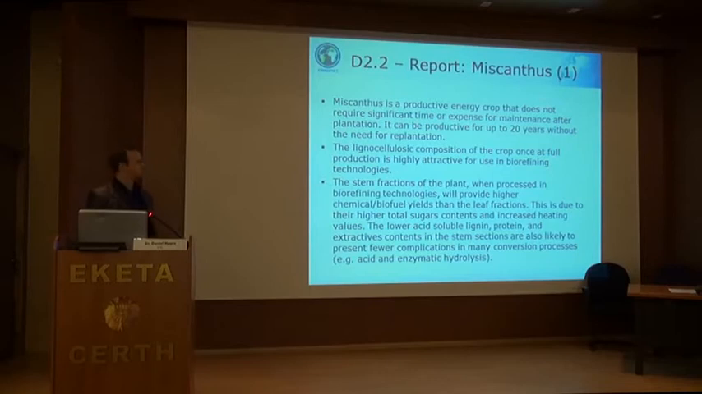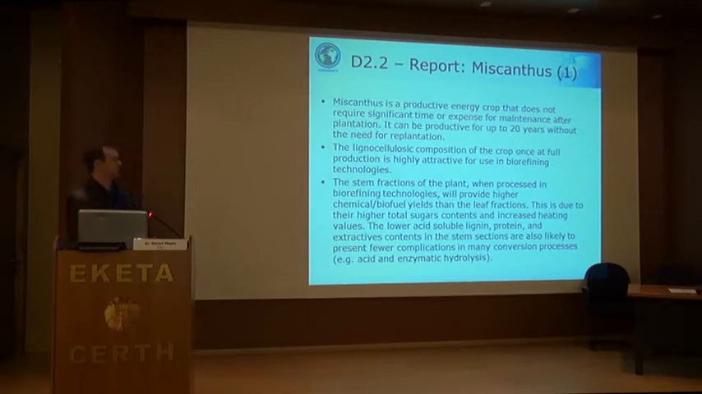So in University of Limerick, we looked at miscanthus. It's a very productive energy crop, and it has a very attractive composition for biorefining purposes. We didn't just take a whole crop, we took different parts of the plant and analysed these to see their relative value. So we took the stem, different sections of the stem, leaves, the leaf blades, the leaf sheaths, and we found that the composition varies significantly between these different fractions.